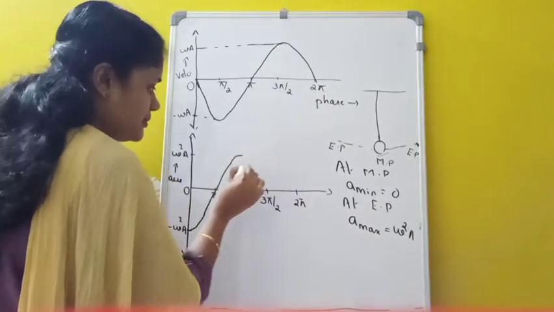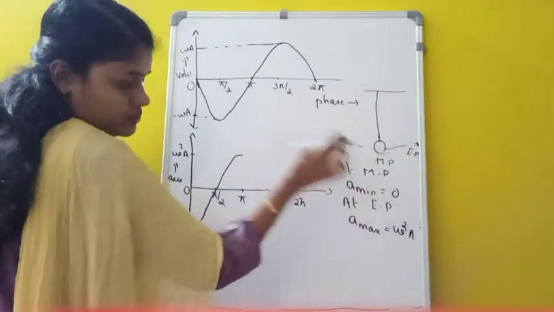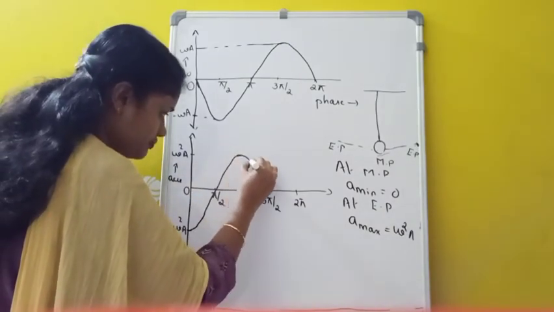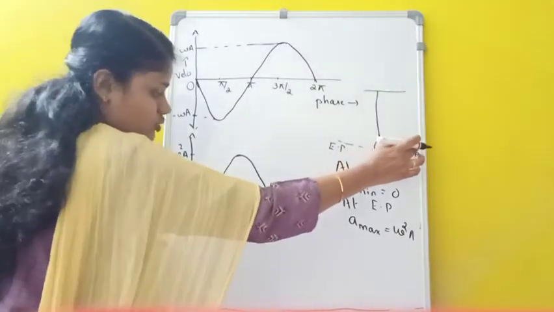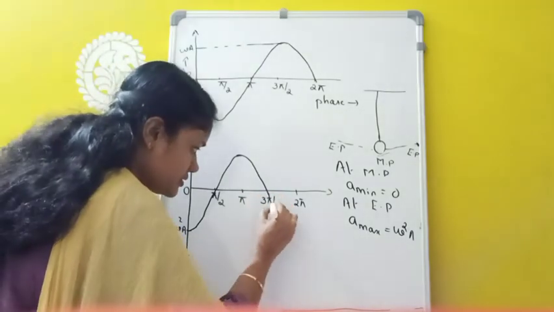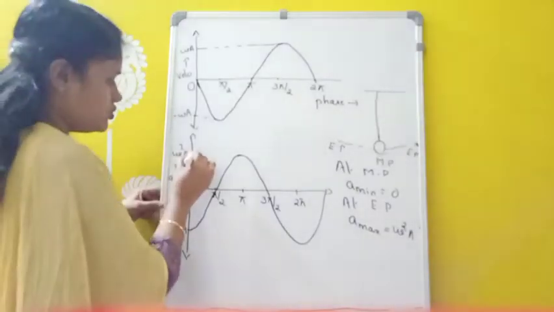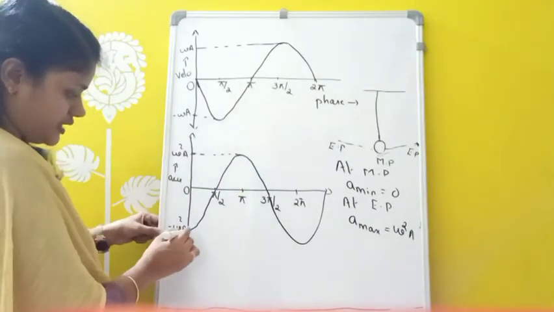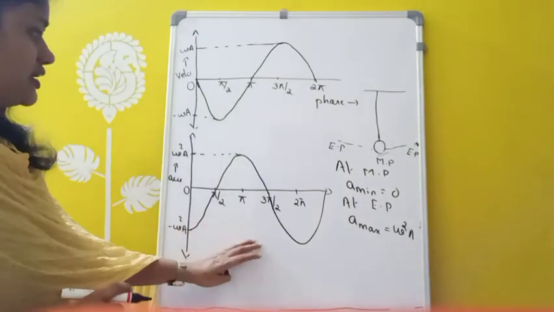So reaching maximum. And again when the body reaches back here, the mean position, what about acceleration? Again 0. So again at 3 pi by 2, it becomes 0. And again when this body reaches this point, it becomes maximum in negative direction. So this is the graph of acceleration. This is a maximum value in positive direction, and this is a maximum value in negative direction.